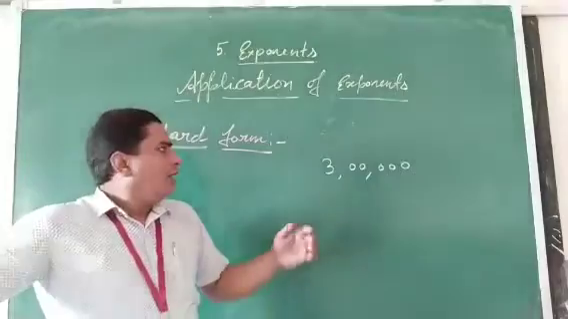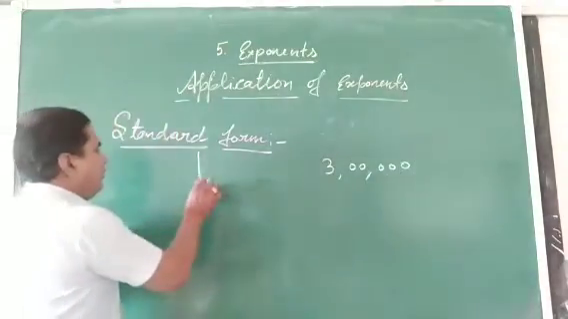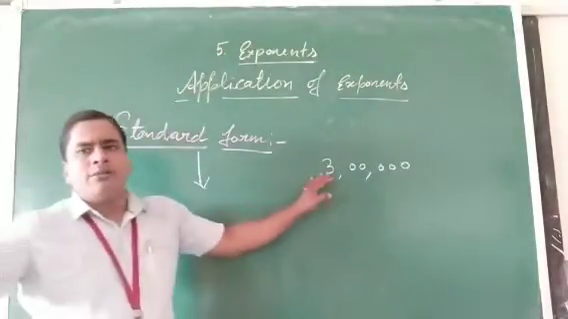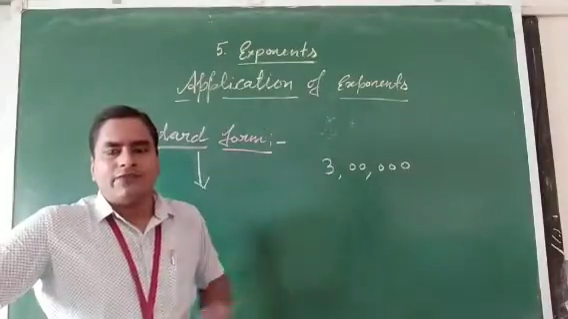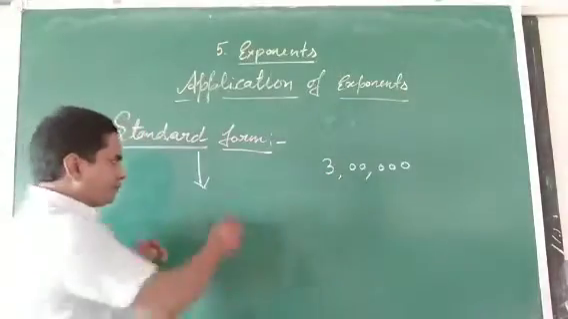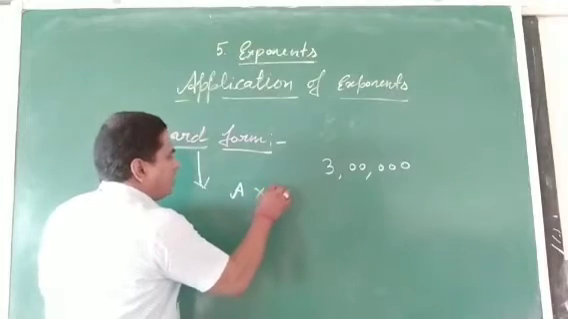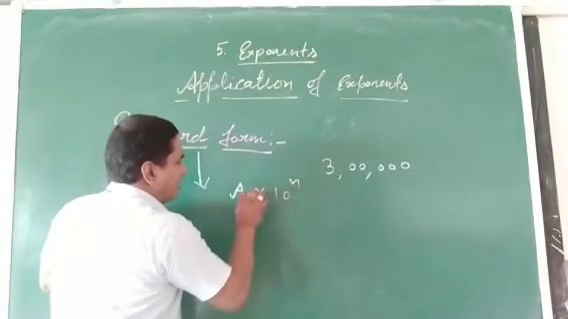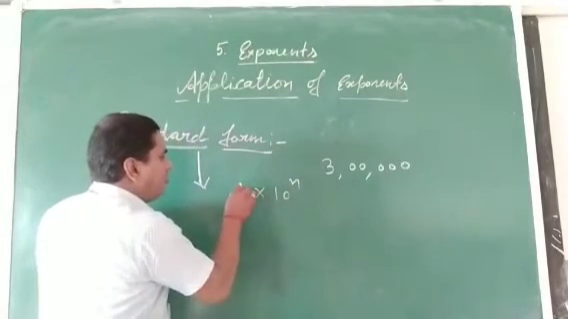Okay, so we can expand this using the concept of exponent. How? So that particular rule that we will use to convert this given large number into its standard form is called what? A cross A into 10 to the power n. A into 10 to the power n.